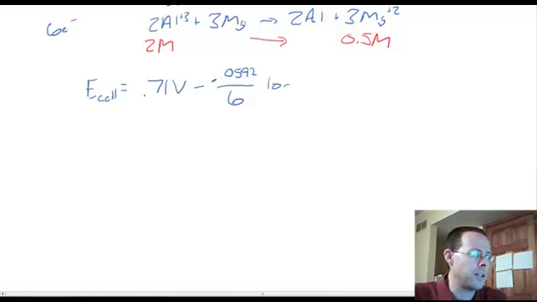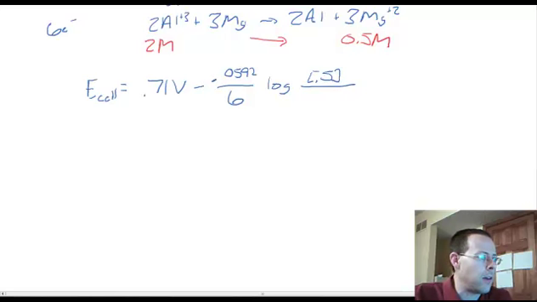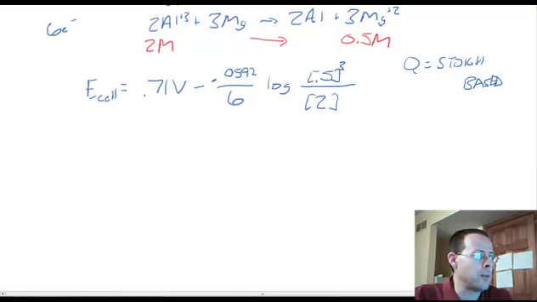And then we're going to take the log, and this is where it gets tricky and where the AP test will get you. Our products are 0.5 and our reactants are 2, and if you leave it like this, you are not going to get the right answer. How come? Because Q, again, is stoichiometrically based. So, how many moles of magnesium ion do we have? 3, so we need to cube this. How many moles of aluminum ions do we have? 2, so we need to square this.